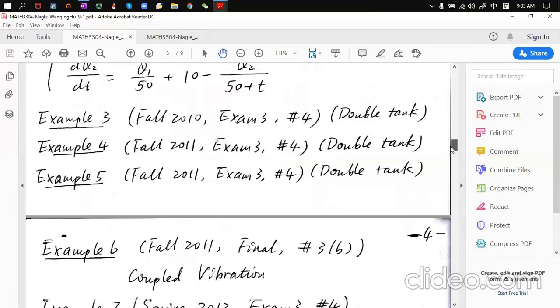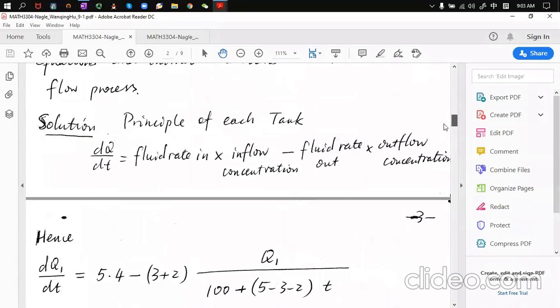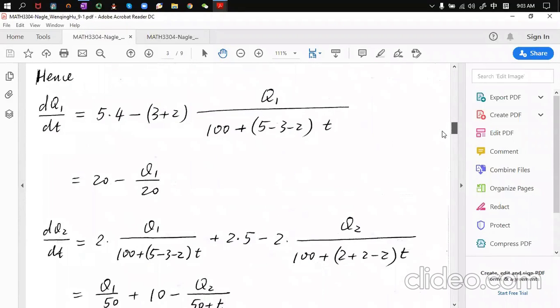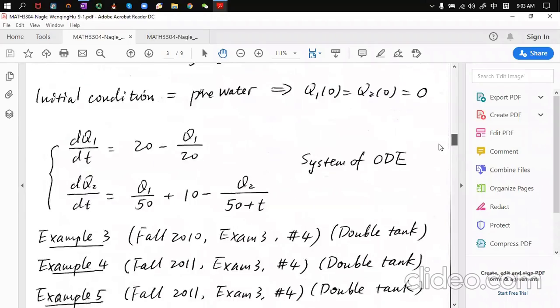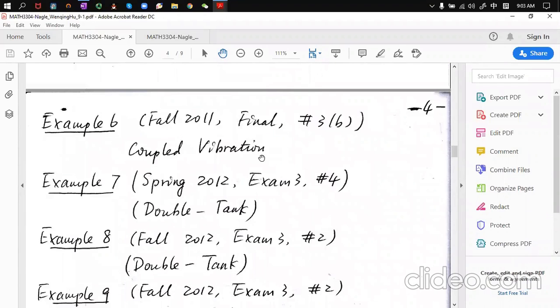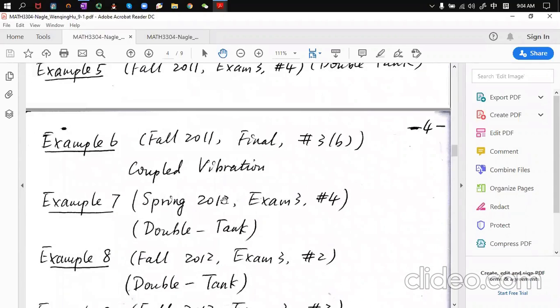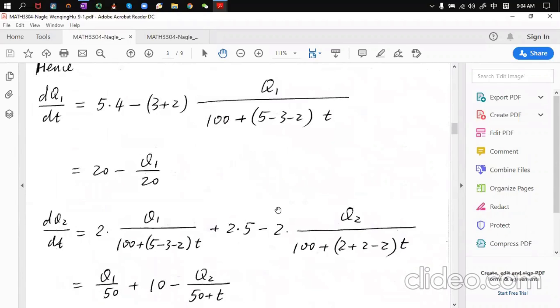There are some examples, like the modeling problems, that you have to be familiar with in regards to modeling by differential equations. It can be either a double tank problem, or it can be a coupled vibration problem. Those types of problems have been talked about in our last lecture. I talked about both types of problems.